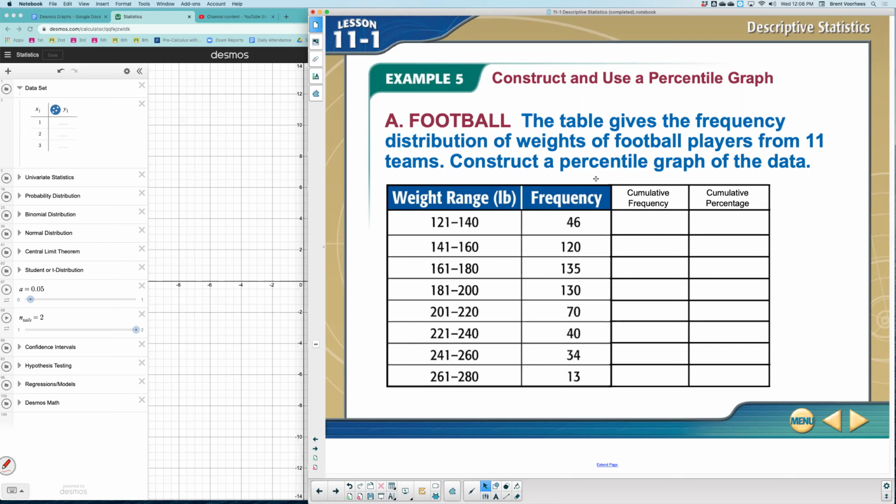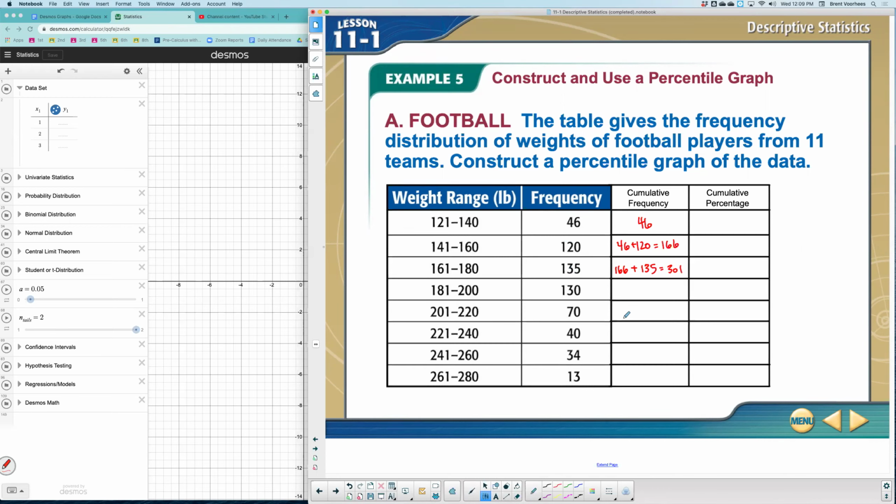So whenever you're coming up with a percentile graph, what you need to come up with first is the cumulative frequency, which means the total of that value and any previous. So on the first one, it's easy. The cumulative frequency just means add up all the values, this one and previous, which would equal 46. For the second one, we take the 46 and add 120, and so we would have 166. The next one, we would take this 166 and add 135 to it. And so on and so forth down this chart. And so this one will equal 301, I believe.